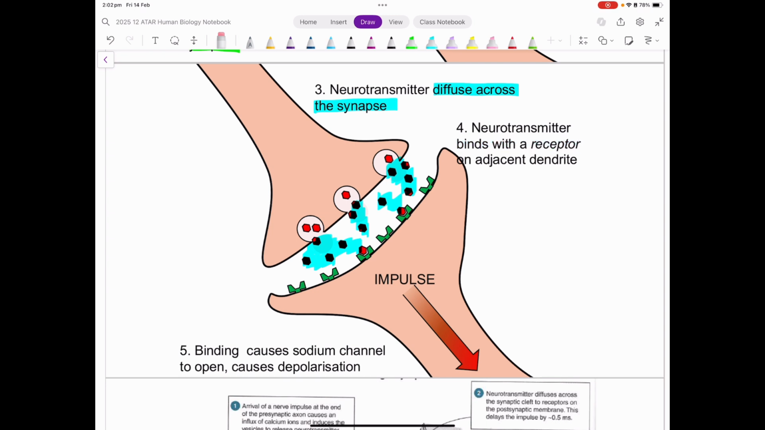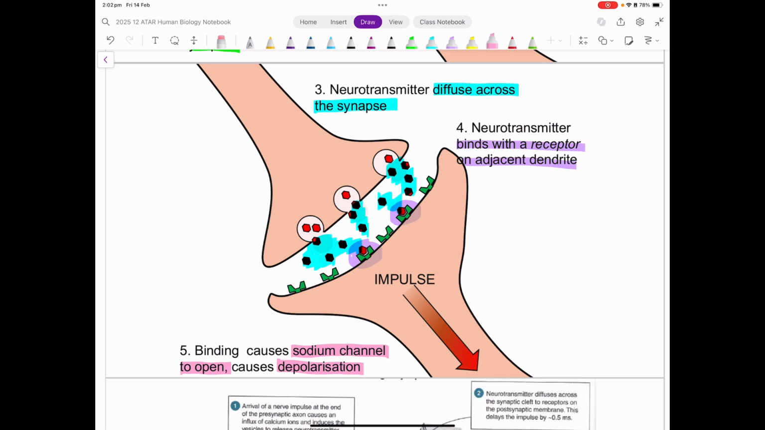Apologies for the colour there. It binds with a receptor on the adjacent dendrite, and we can see that in 2 instances here that I'm highlighting in purple. Now, once the neurotransmitter has bound to that receptor, it then will result in sodium channels beginning to open, or depolarization, and that gradual depolarization will then lead to the commencement of another action potential.